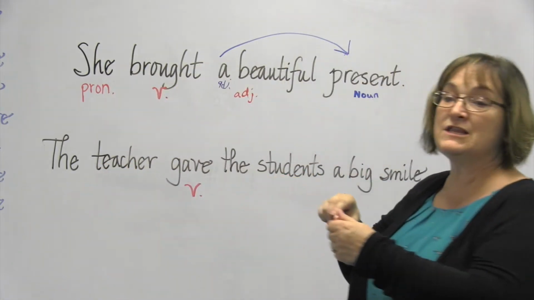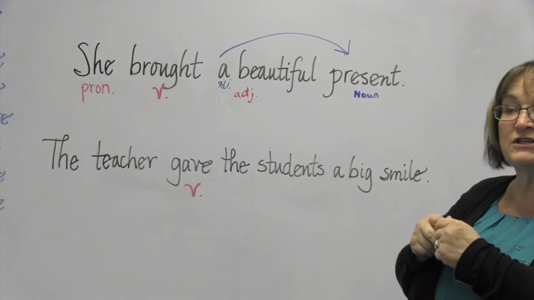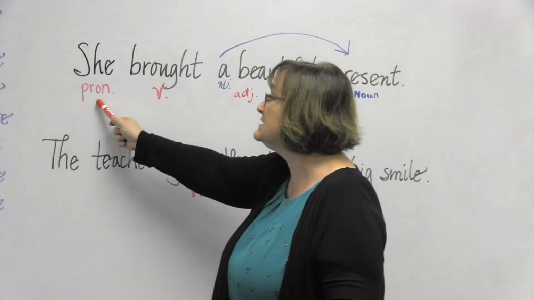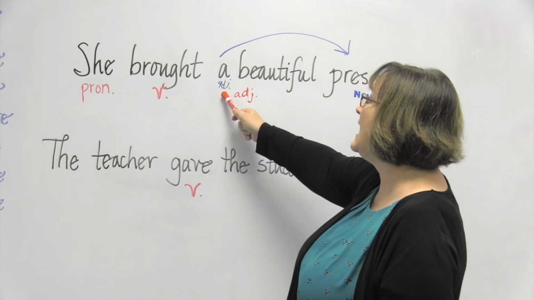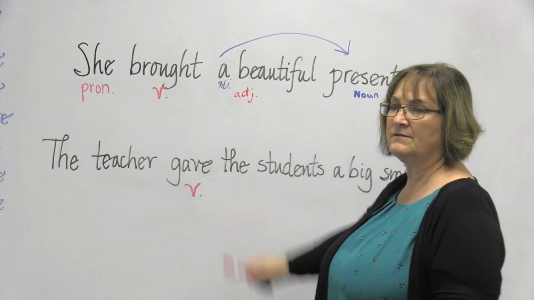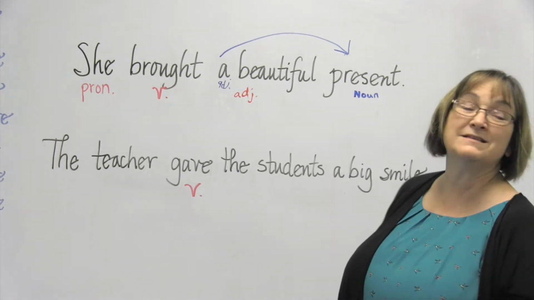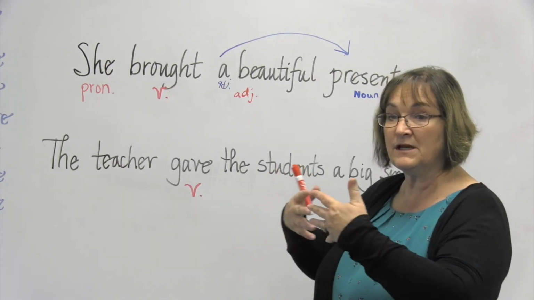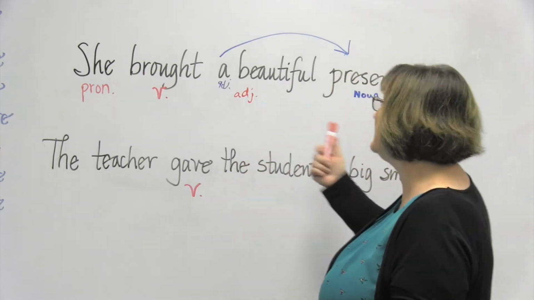All right, is there anything else you question? Everyone else seems pretty secure with what's up here? It matches, it jives with what you've got? So she is a subject pronoun, brought is a verb, a is an adjective, determiner, announcing the noun present. What about this adjective? Tell me about that one. Sam? Describer. It's describing, and what is it describing? Present. Right. So you notice how we're trying to find the relationship of these words within the sentence? Yeah? How are they working with one another?